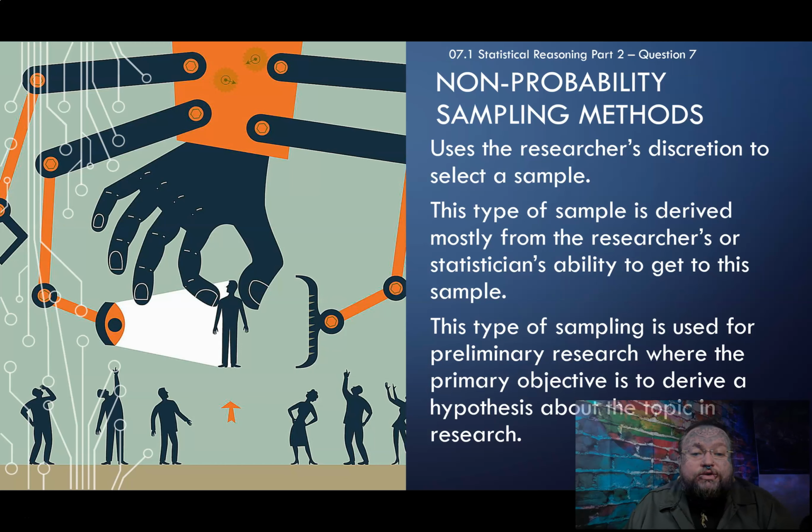So using the researcher's discretion to sample is also a case where maybe that researcher has years of experience and knows the proper population or area to work at. So especially with a qualitative kind of research versus the quantitative or numbers. Primarily for research where the object is to derive hypotheses about the topic in research.